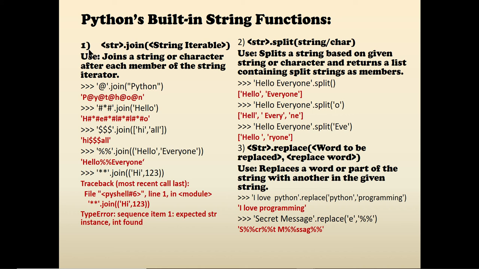Look at the example, you will understand better. At dot join of Python. When you give it like this, after every single character of the string Python, the "at" will be added. So p at, y at, t at, every single character. Please note it is not added after n, only in between the characters will it be added.